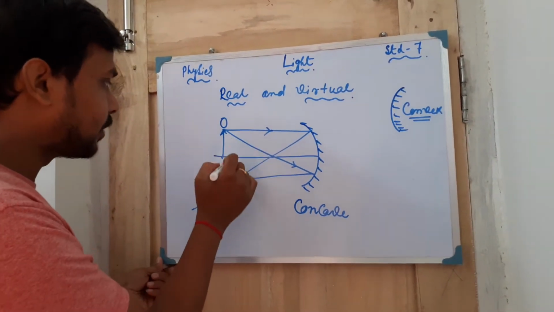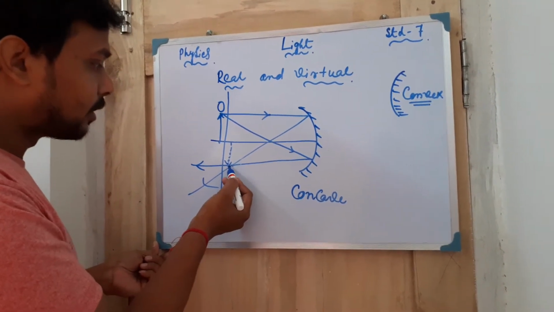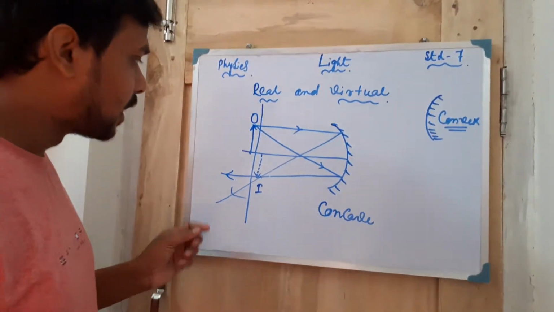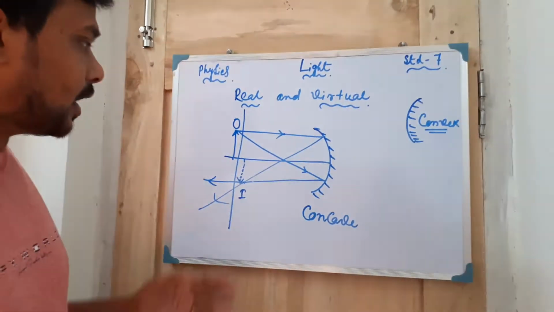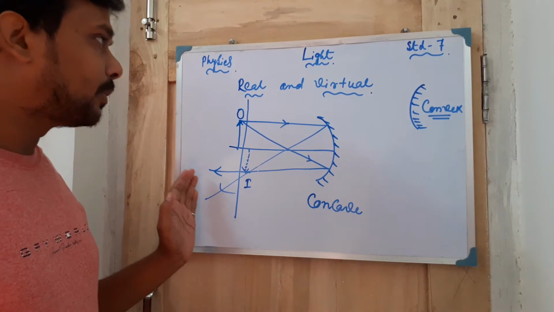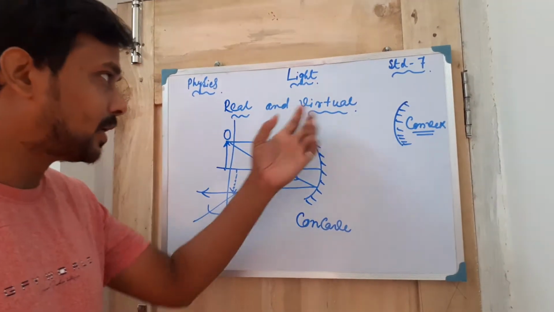So suppose if you place a screen over here, then you can easily obtain this image. It can be obtained on the screen, so you can easily see it. This type of image is known as a real image, which can be put on the screen. And the type of image which cannot be put on the screen is called a virtual image.